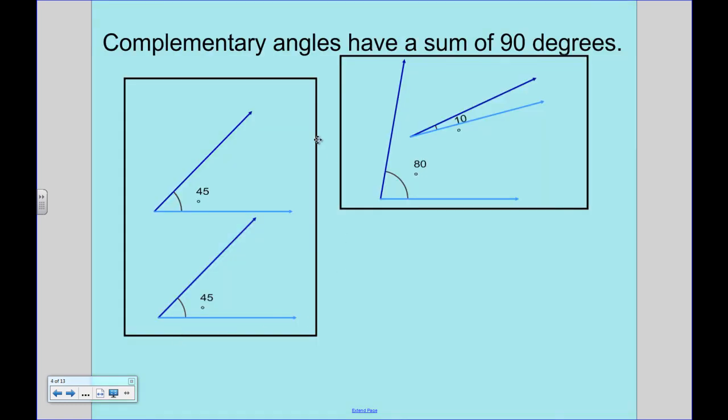Another angle pair are called complementary angles, and complementary angles are angles that add up to equal 90 degrees. So if I look at these two angles here, because 45 and 45 add up to equal 90, these would be called complementary angles. And because 10 and 80 add up to equal 90, these two angles would be called complementary angles.